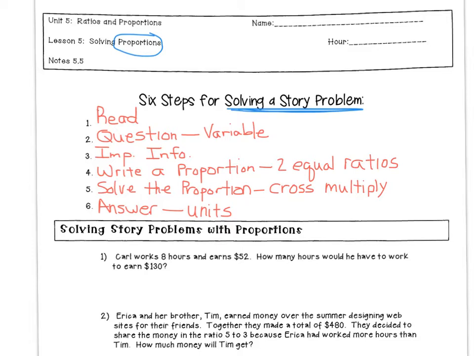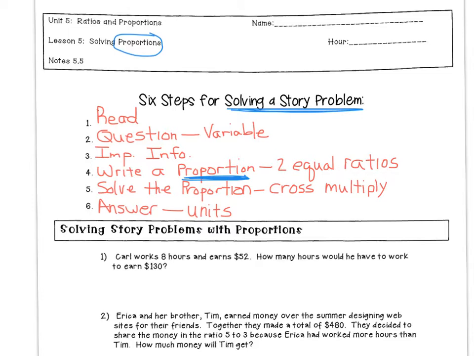Alright, so the steps. Step number 1, you have to read the problem, and you may have to read it multiple times. Step 2, find the question. What are you being asked? Once you find the question, use that to define your variable. Your variable is going to stand for whatever the question was. Certainly you have to look for important information, maybe underline important information. And step 4, this is new, you're going to write a proportion. And remember, a proportion is two equal ratios.